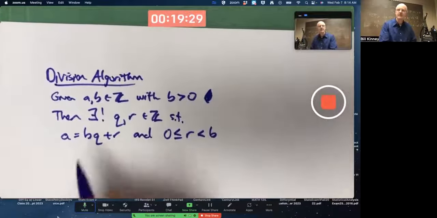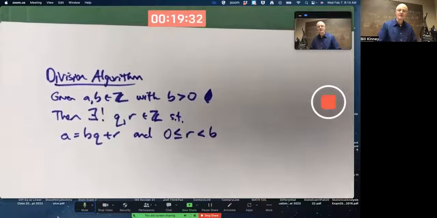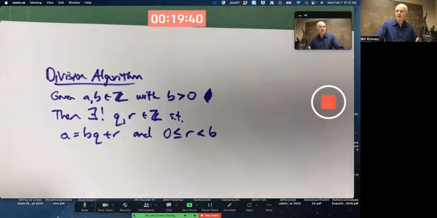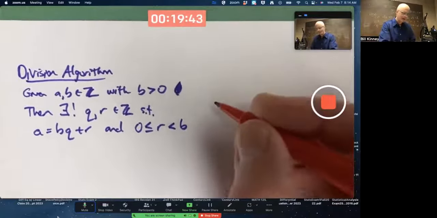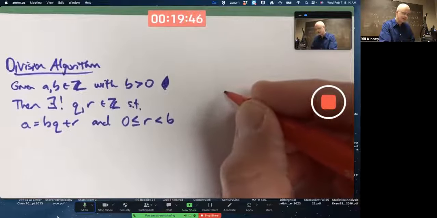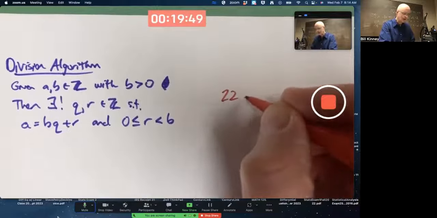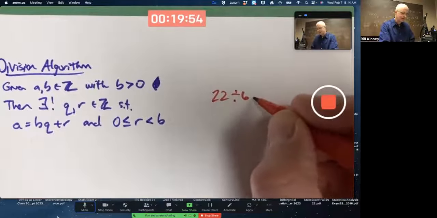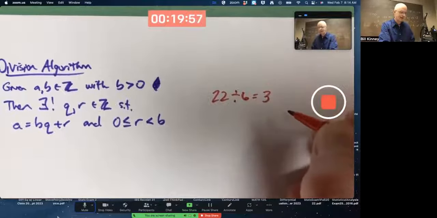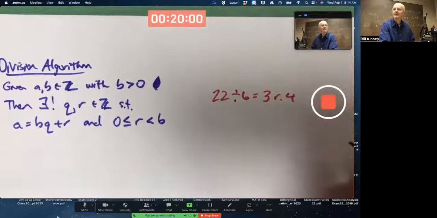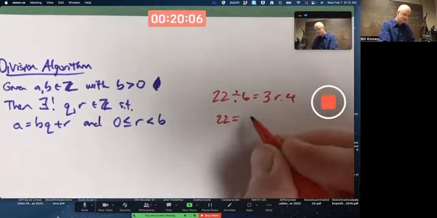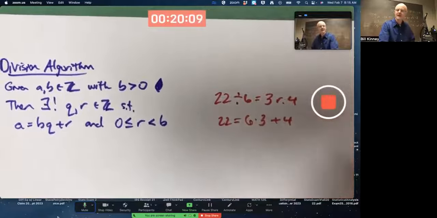And again, the backwards E with an exclamation point means there exists a unique. Okay, this is the division algorithm as a theorem, which you learned with numbers when you did division back in what, 4th or 5th grade. You first started learning about doing things like what is 22 divided by 6. And you figured out the answer was, well, the quotient is 3 and the remainder is 4. Why? Because 22 equals 6 times 3 plus 4.